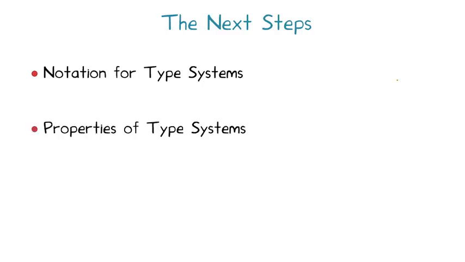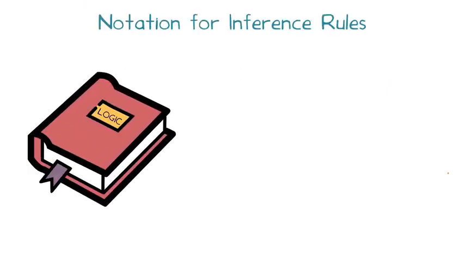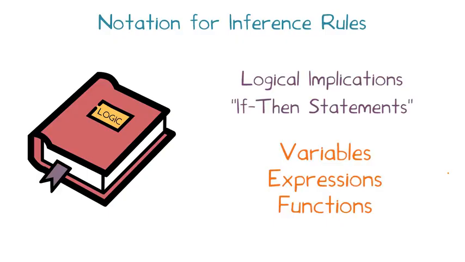Later on in the lesson, we will discuss important properties of type systems, including how to infer the type automatically for a given program. Finally, we will see how to use the notation of types to describe other static analyses. If you have studied formal logic, you may be familiar with logical implications, or if-then statements. Inference rules in type systems are if-then statements, which are used to reason about the types of program fragments, such as variables, expressions, and functions.